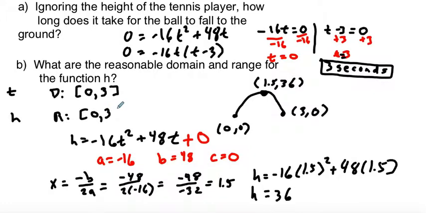So my range goes from 0 to 36. Remember how we talked about the bottom of the graph is 0, and the top of the graph is 36. And then for domain, we talk about left. What's the leftmost x value? It'd be 0. What's the rightmost x value? It'd be 3. So that's how we do those.